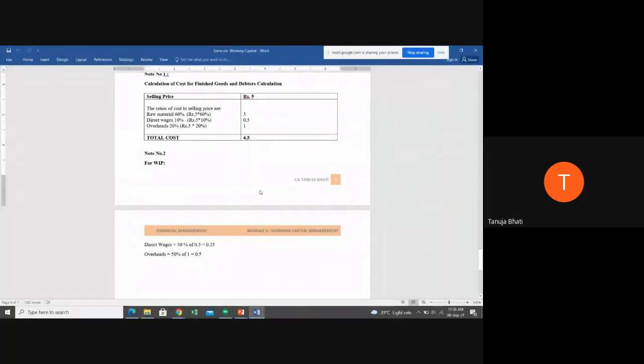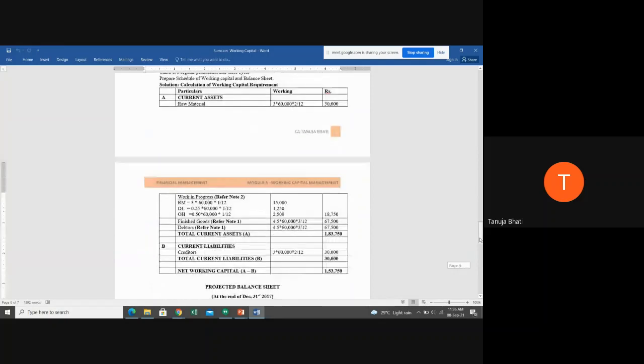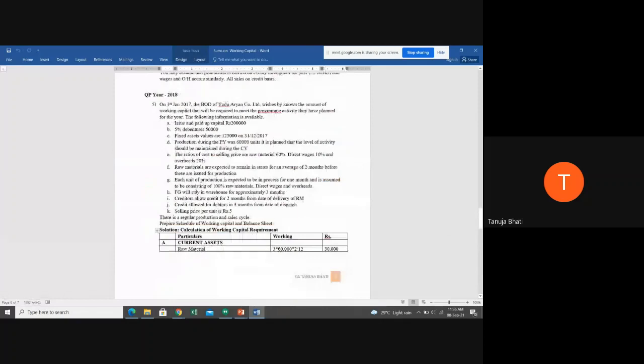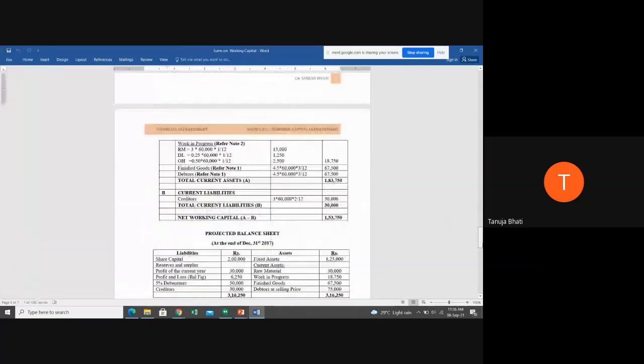Yes, students? Cost price, ma'am. Very good. So I take 4.5. Here, finished goods, I take it at 4.5 into 60,000, because 60,000 is the units of production, and finished goods are in the warehouse for 3 months. So into 3 divided by 12, you get 67,500.